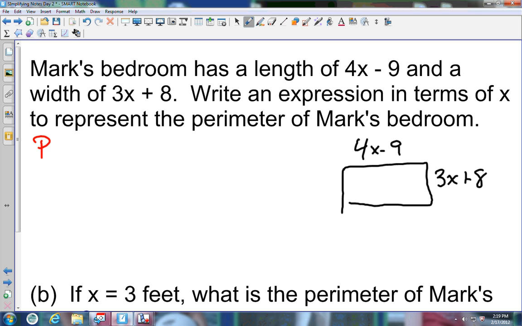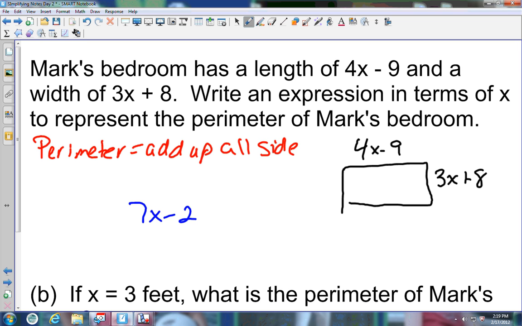Remember, perimeter means to add up all sides. Now, the first mistake people will make is saying that the perimeter is 4 plus 3, which is 7x. They would tell me it's 7x minus 1, because all they did was take this and combine them. Well, that's not the answer, because on perimeter, you have to add up all the sides.